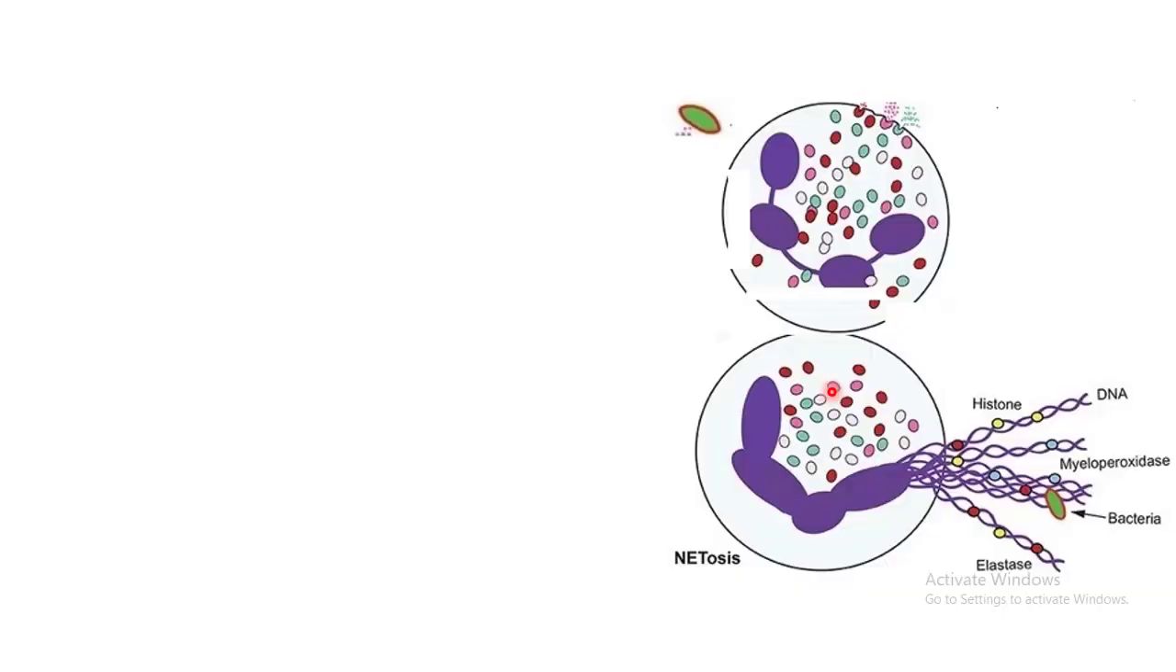Now let me summarize the whole story. This is the neutrophil, this is the bacteria, you can see over here. These are the granules present in the neutrophils. This is the DNA of the neutrophil. These are the histones. These are the myeloperoxidase, elastase. These are just some examples of the antimicrobial components over here. So if you can see over here, let me summarize the whole story.